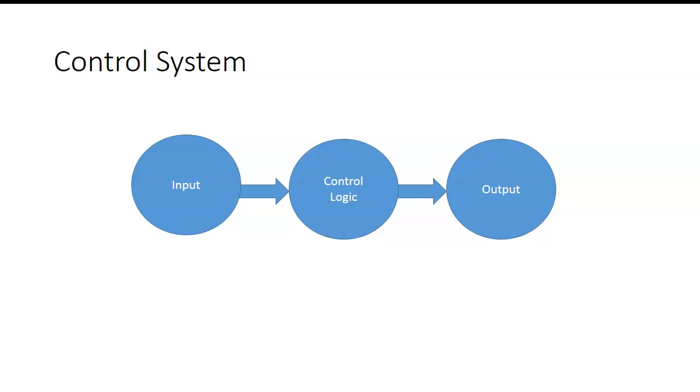So this is a control system. We have input, we have control, and we have output. Our control in this class is going to be relay logic. Our inputs, of course, are going to be our sensors. And our outputs, of course, are going to be relays here. In the programmable controllers, your logic would be your programmable controller.